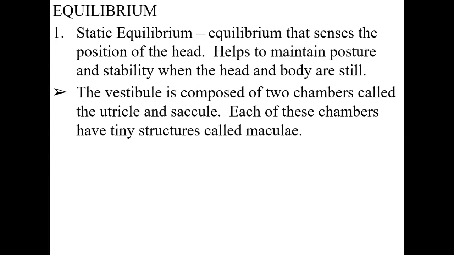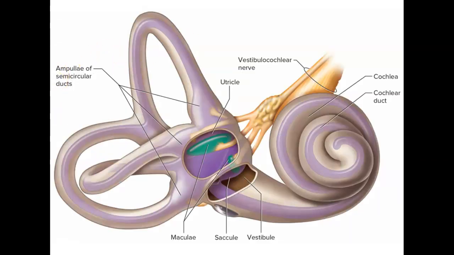And there's a part called the vestibule, which is composed of two chambers called the utricle and saccule that's going to be involved in this static equilibrium. Each of these chambers have tiny structures in them called maculae. So let's go ahead and look at a picture of what we just talked about.